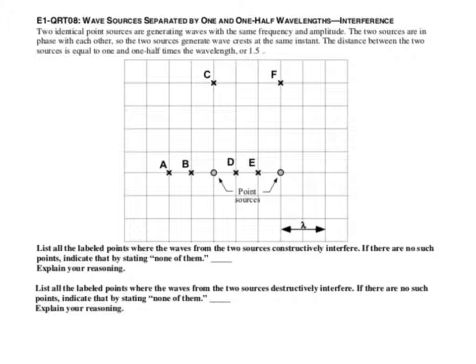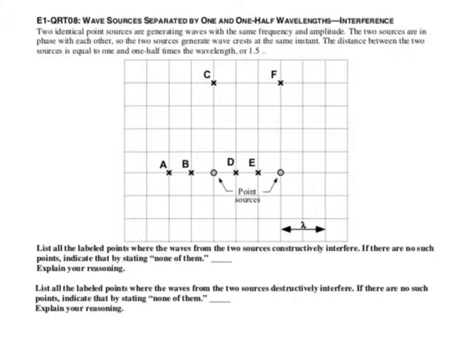Chapter 14, sample problem number 10. Two identical point sources are generating waves with the same frequency and amplitude. The two sources are in phase with each other, so that the sources generate wave crests at the same instant. The distance between the two sources is equal to 1 1/2 times the wavelength, 1.5 lambda. That means that every box here is half a lambda.